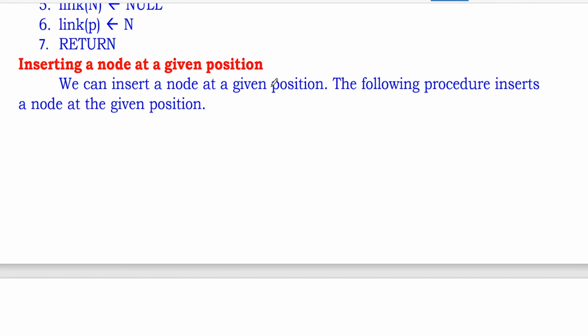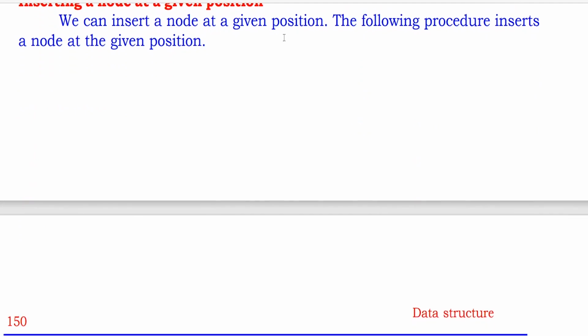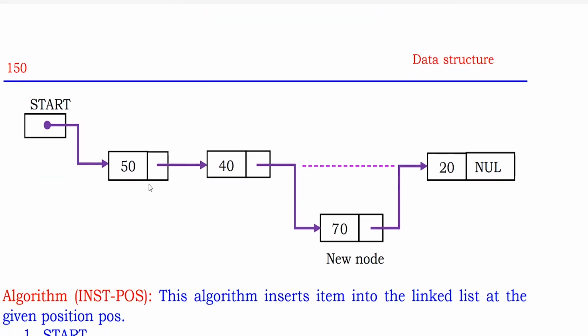So after a given position, I want to insert at a particular position. We'll take some other example and then you'll understand. We can insert a node after the given position. Given position means next to that. So the following procedure is used to insert. Like this, the position is 2. So I have given the position 2, then what I have to do is insert after this.